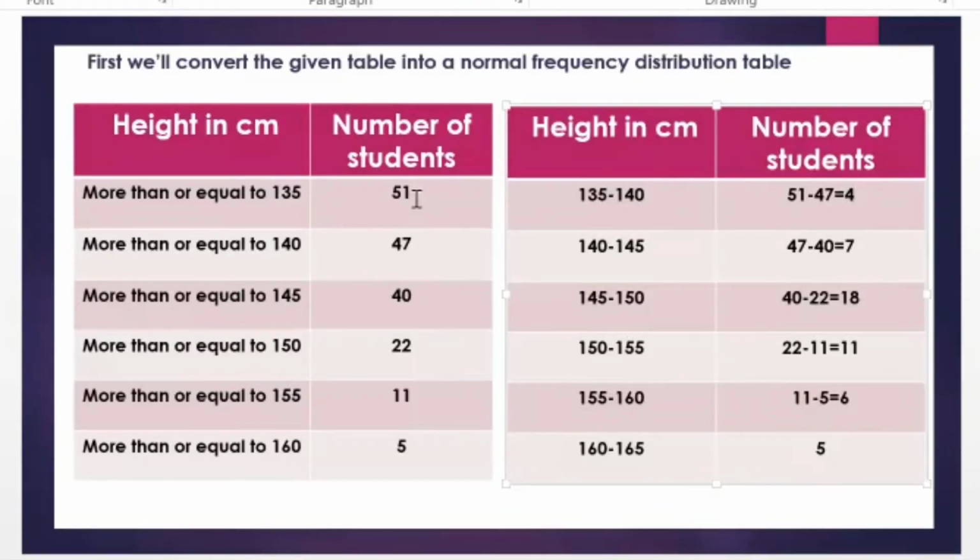So I could have done it from here also. 51 minus 47 is 4 you get here. 47 minus 40 is 7 here. 40 minus 22 is 18 over here. 22 minus 11 is 11 over here. 11 minus 5 is 6 over here. And last I write 5. I can go from down below also. I can go from the top. I can start subtracting. So let us write the final table now.